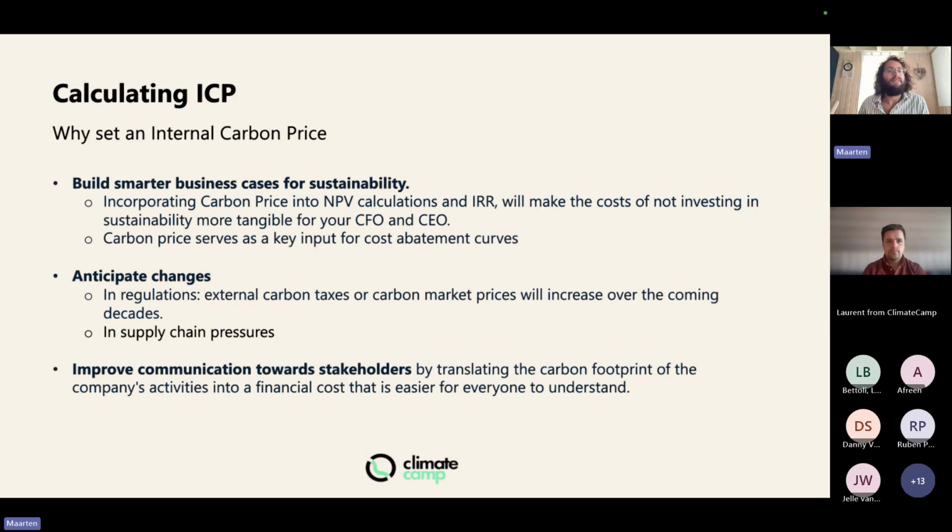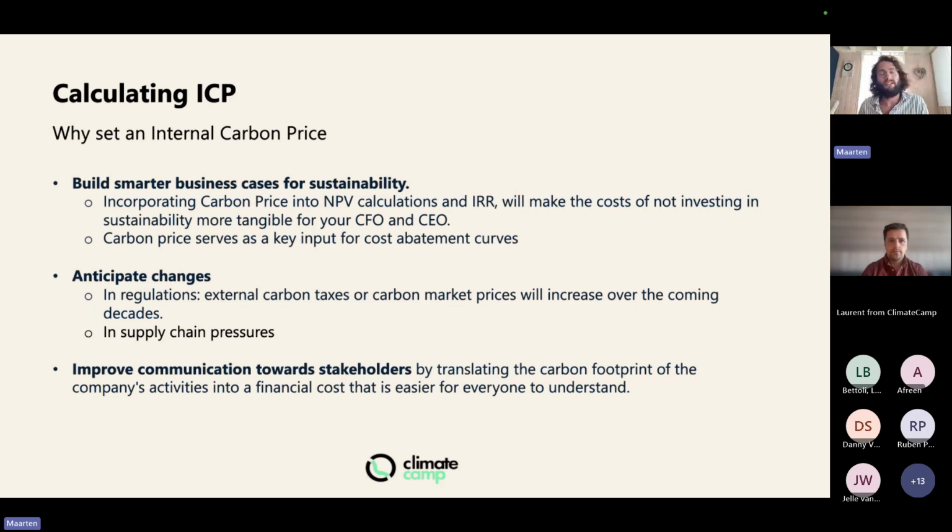And you also need to anticipate changes in supply chain pressures, because you might have two companies within the same industry, but depending on what their supply chain looks like, they will be more or less exposed to these price fluctuations in carbon pricing. The third one is to improve communication towards stakeholders by translating the carbon footprint of a company's activities into a financial cost that is easier for everyone to understand.